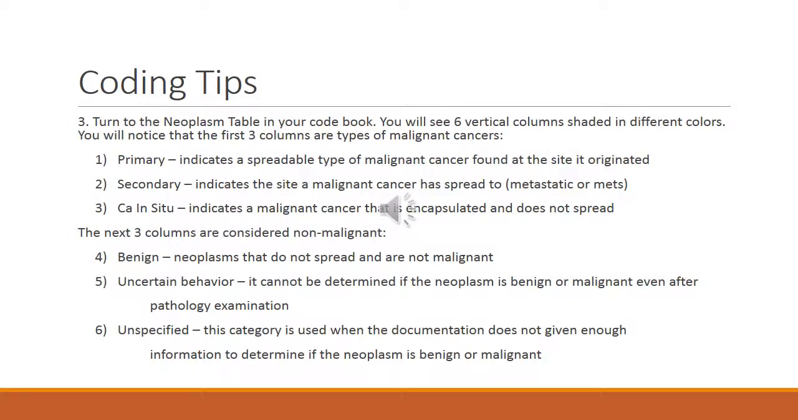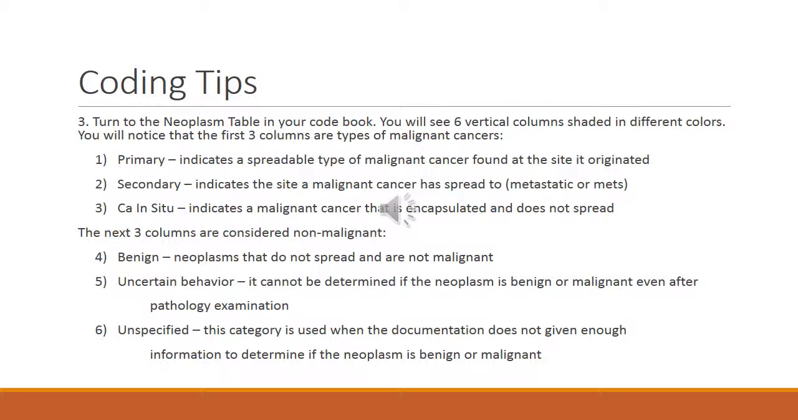And number 3, turn to the neoplasm table in your code book. You will see 6 vertical columns shaded in different colors. You will notice that the first 3 columns are types of malignant cancers. The first column is for primary, which indicates a spreadable type of malignant cancer found at the site it originated.